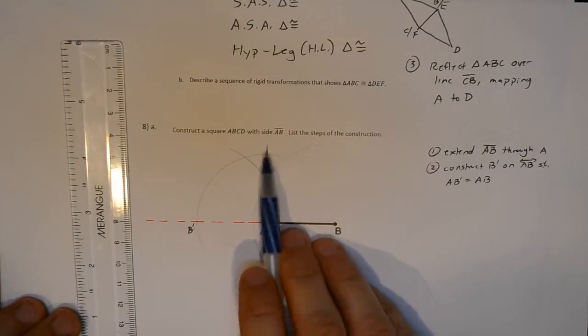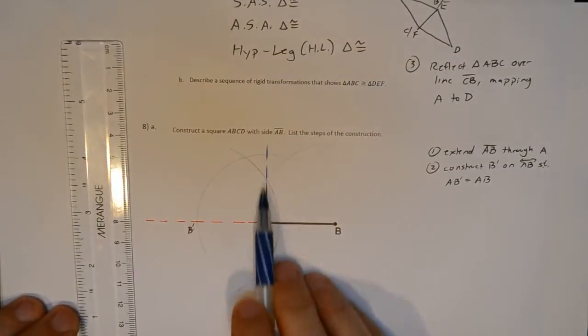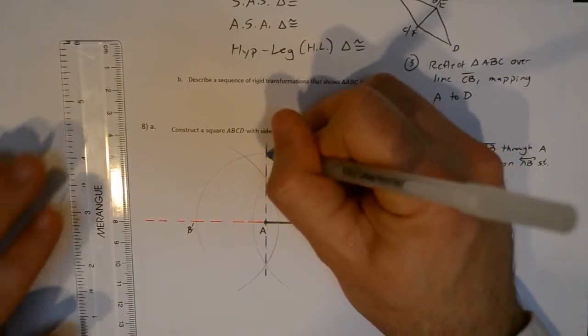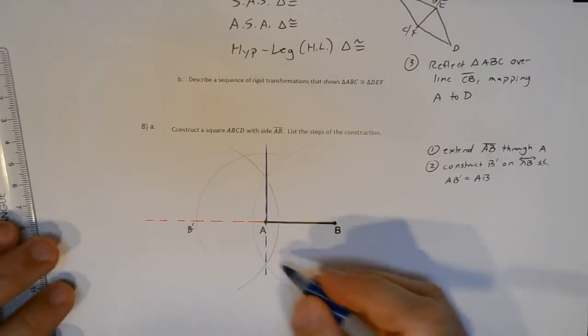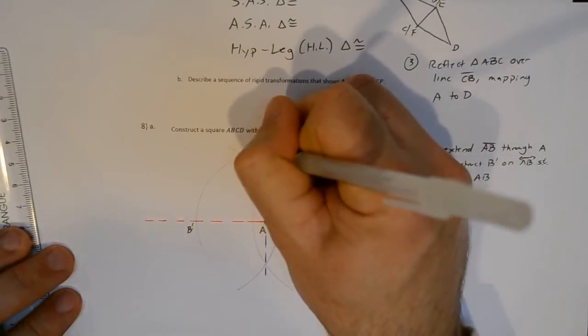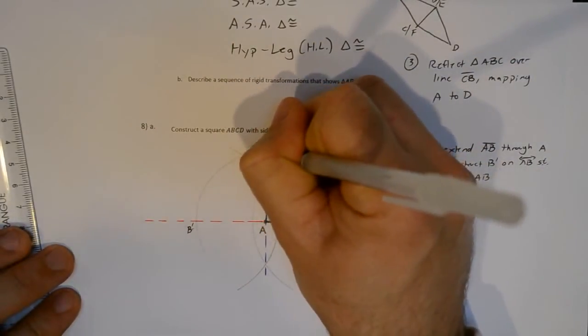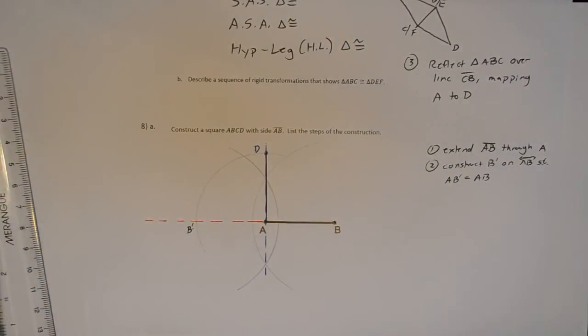Right? But wait a second. Where that line intersects with that circle, that's also the right length for the square, isn't it? So in fact, I can go ahead and make this solid right here, because that's going to be point, let's see, A, B, C, that will be D, right up there. Does that make sense? Right? That distance and that distance are the same.